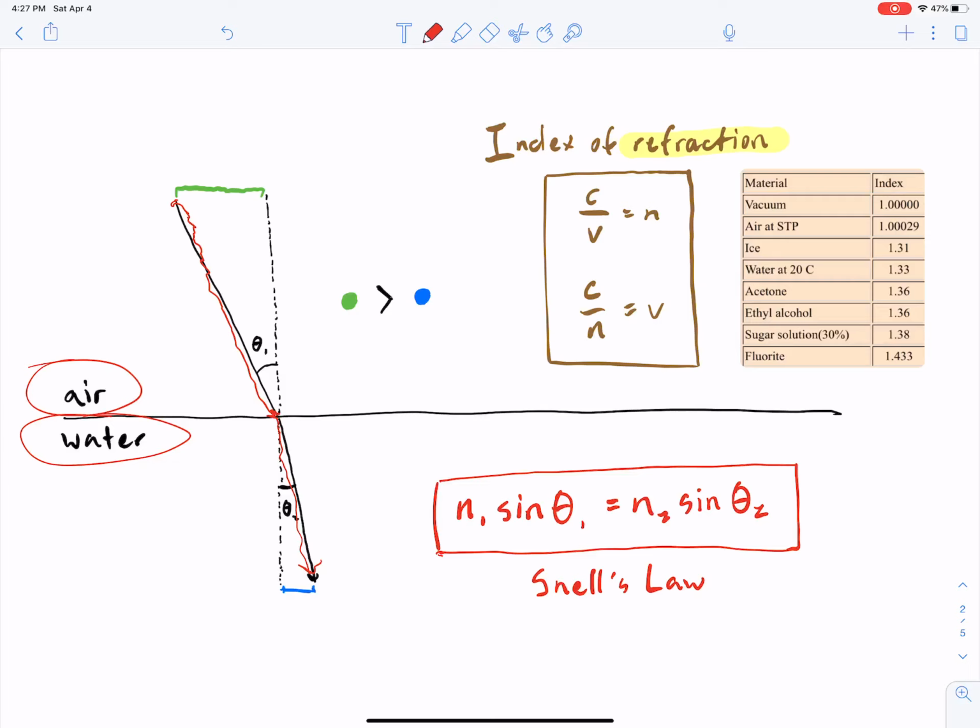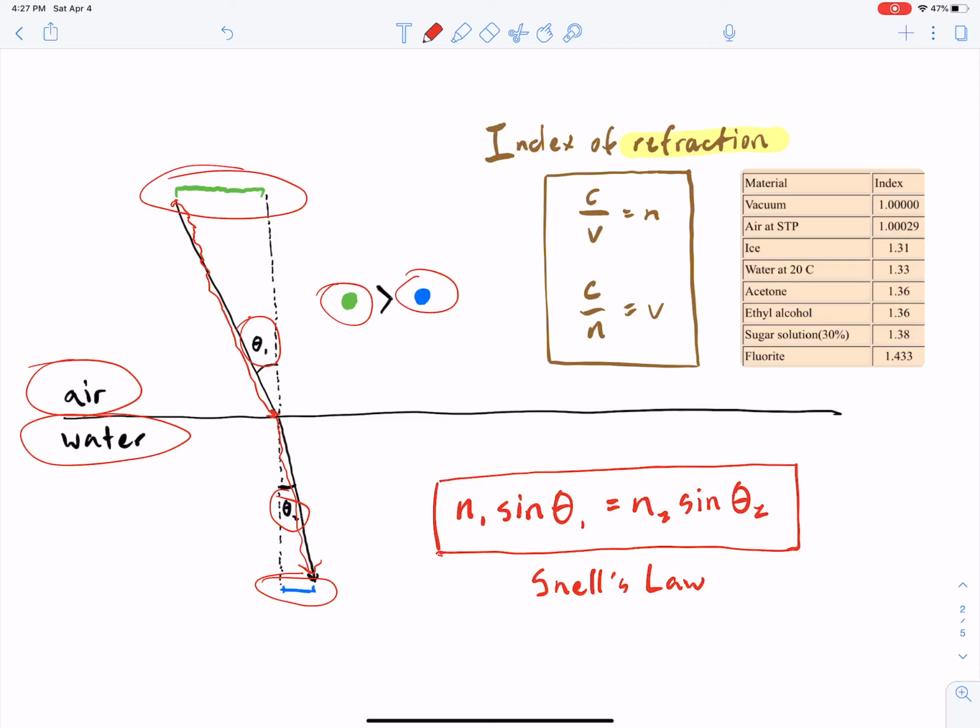Because of this, there's two different angles, as shown here. We call this green angle, or the beginning direction or angle, the angle of incidence. We call this second angle, after traveling to the second medium, the angle of refraction. Refraction means change of direction. So, in this case, we see that the angles are different. Green is slightly bigger than the blue angle.